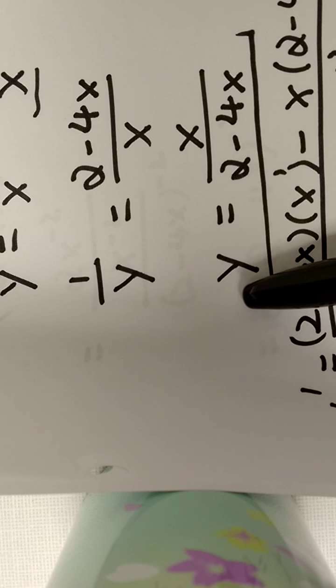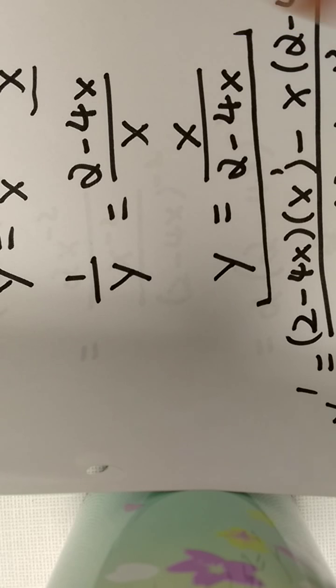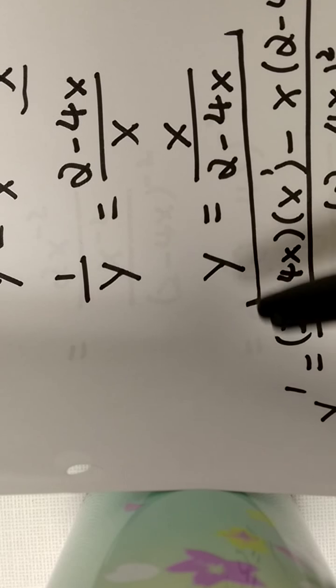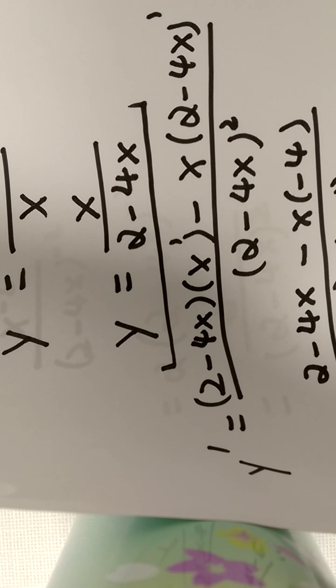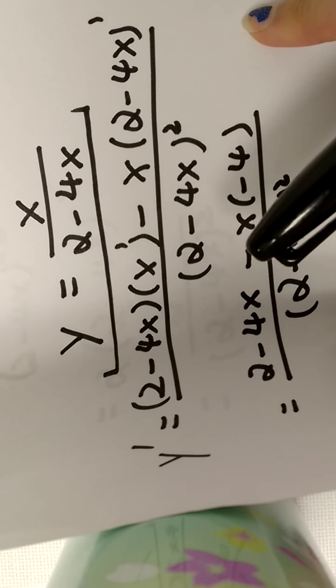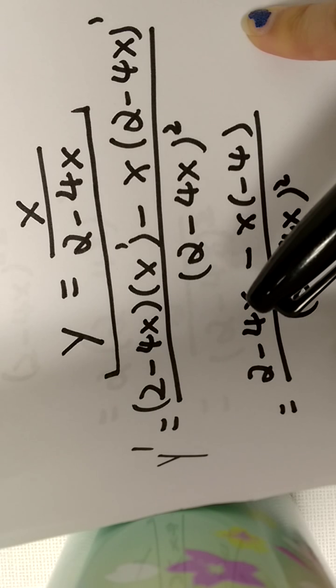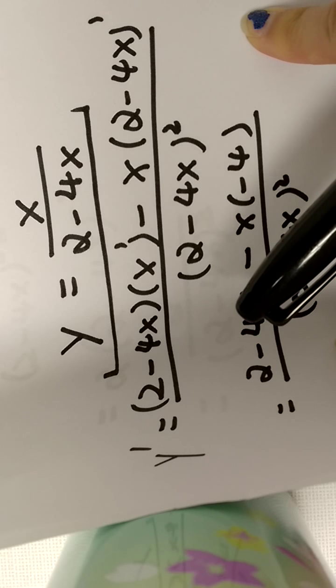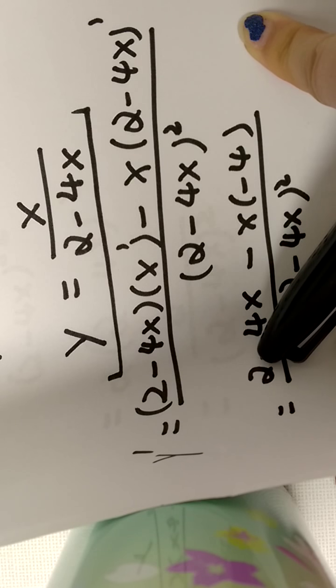Then we take 1 divided by both sides of the equation. Then we get y equals x over 2 minus 4x. Then we differentiate both sides. We use substitution.